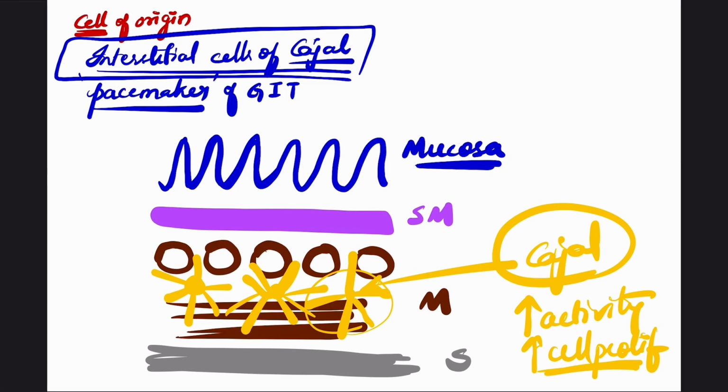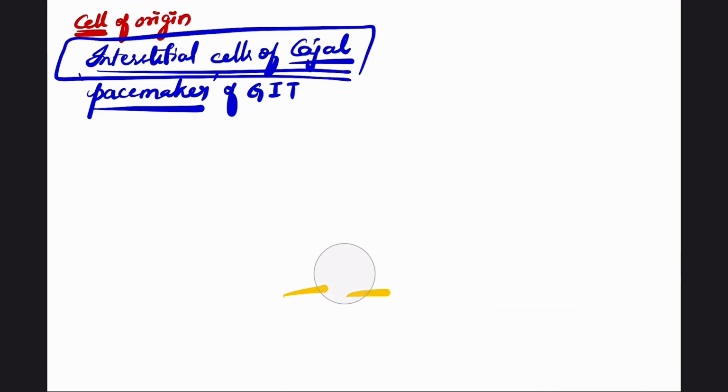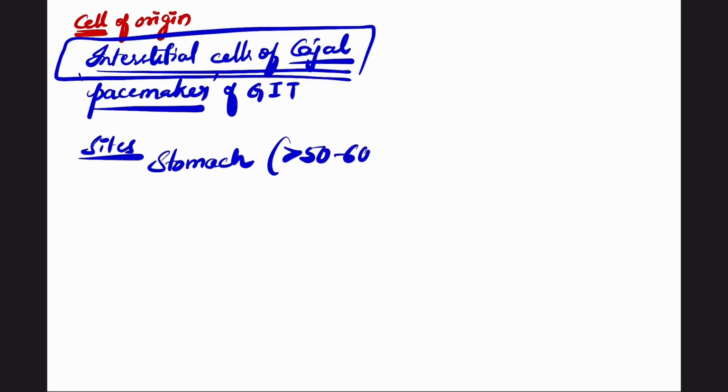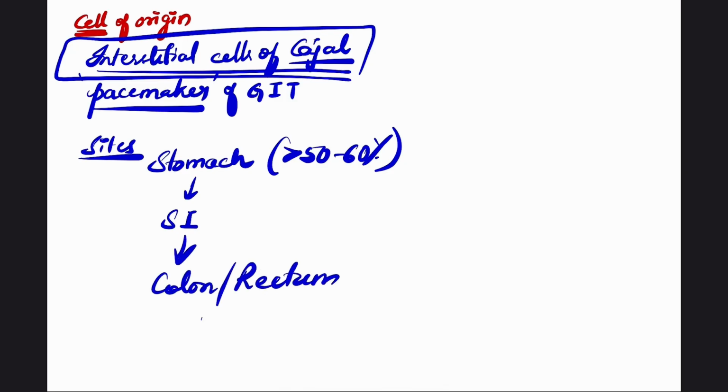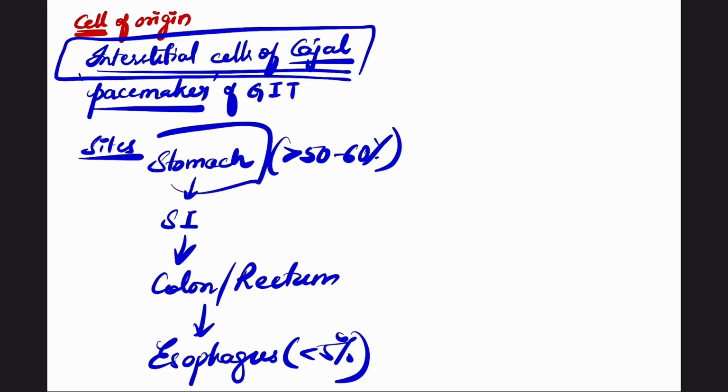Coming to the sites, the most common site is the stomach. Around 50 to 60% arise from the stomach wall, followed by the small intestine, then the colon and rectum, and the least common is the esophagus, at less than 5%. So the stomach is the most common site.